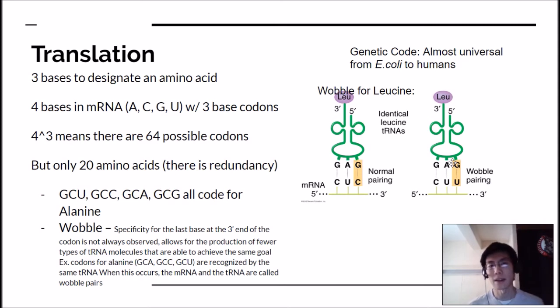and allow again for that instance where even if there is a slight change or an issue within the mRNA strand, you still have an increased chance of putting in the correct amino acid. So this is wobble for leucine.